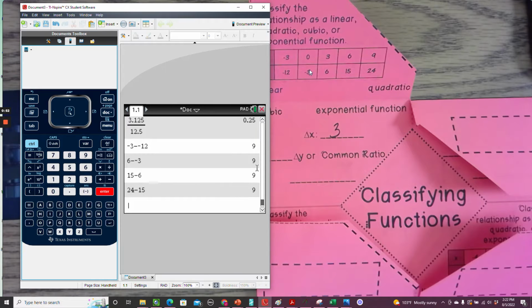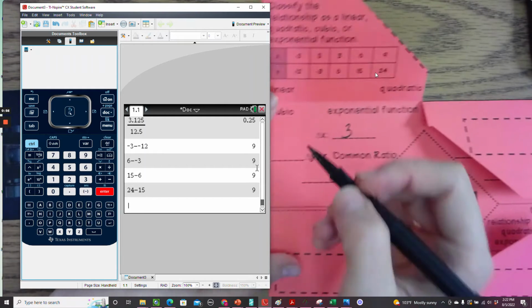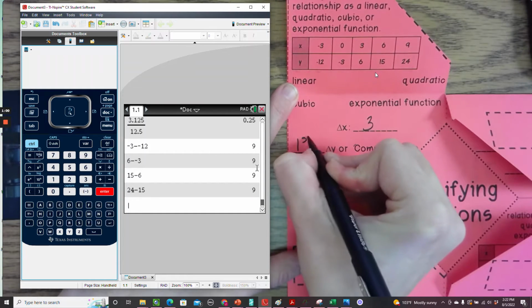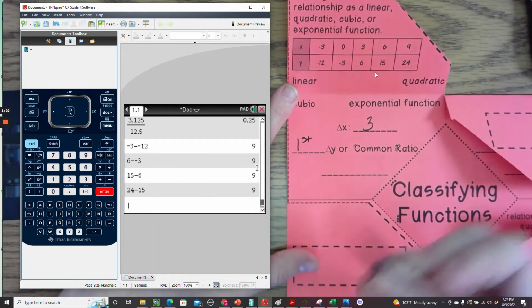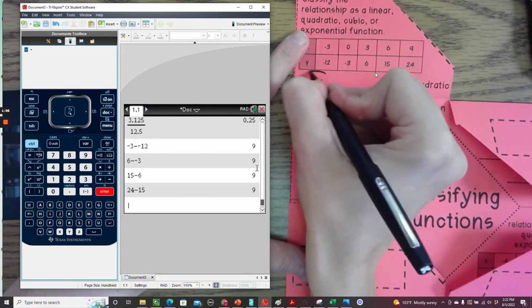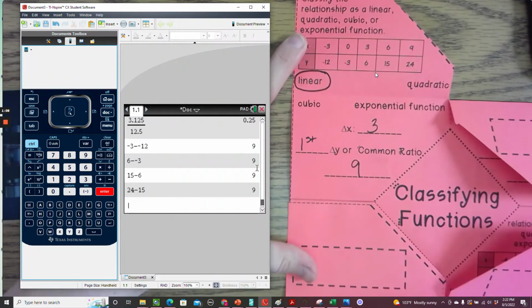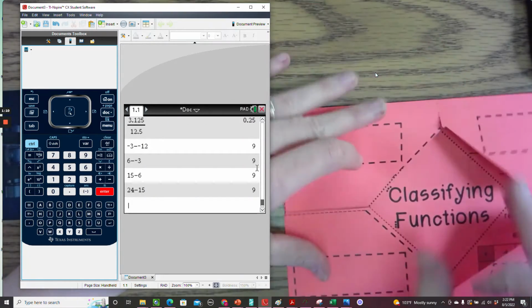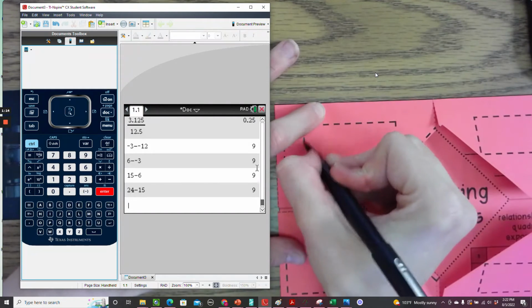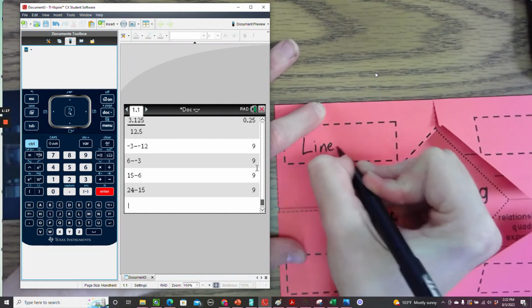Every time is 9, which means they're adding 9 to this table. So I have a first change in y, or a first common difference, and that common difference is 9, which makes this a linear function. So this, you can glue the little piece in here, or you can just write it linear.